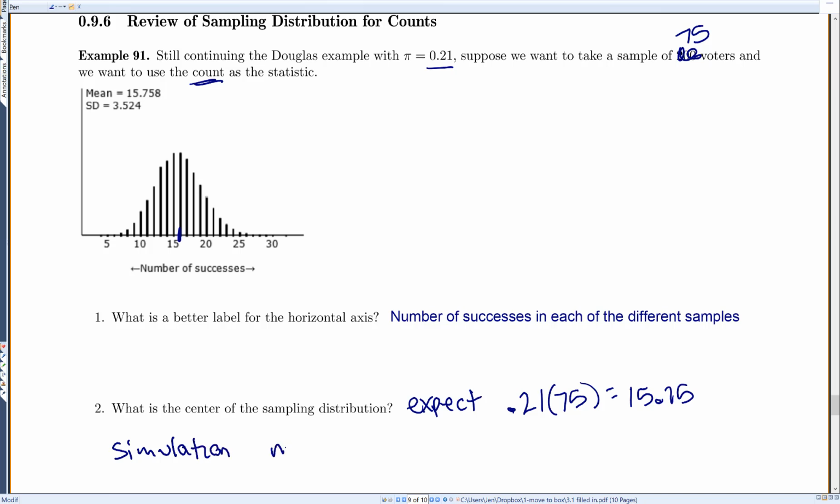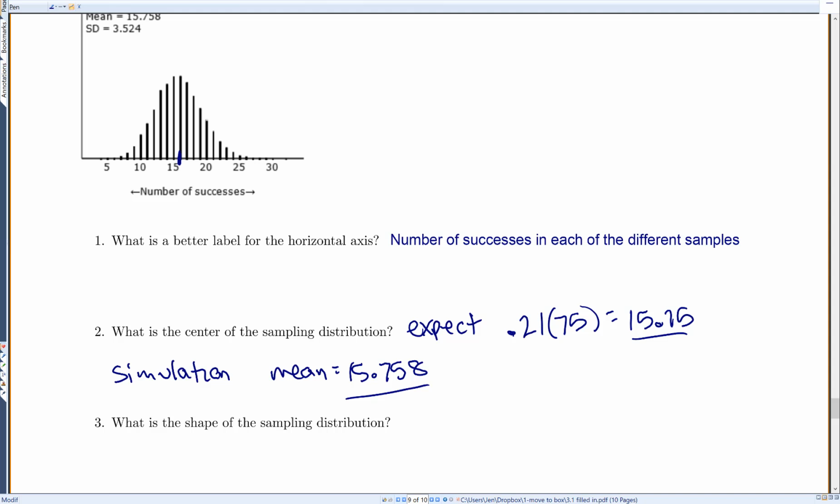The mean equals 15.758. Okay, so that matches kind of what we would just naturally expect. Again, if you don't remember how to do these formulas on the exam, you can just use the applet. It will tell you the mean and standard deviation.